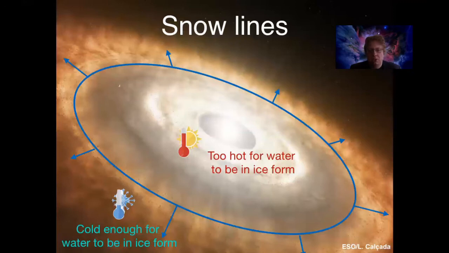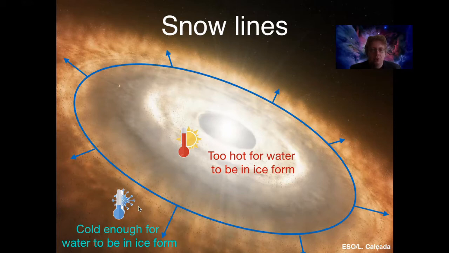And the answer is it's water. The idea is that the inner planets formed inside of the water snow line, inside of the region where water is going to be in solid form. So here, water is always in vapor form, and it can't really participate in the process of building up these planets. But out here, water is cold enough to be in ice form.